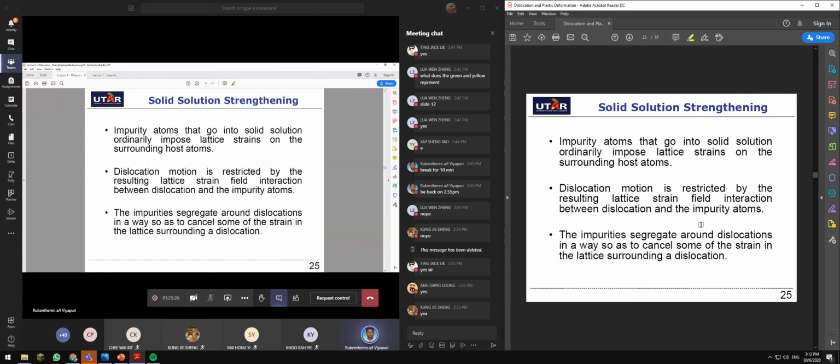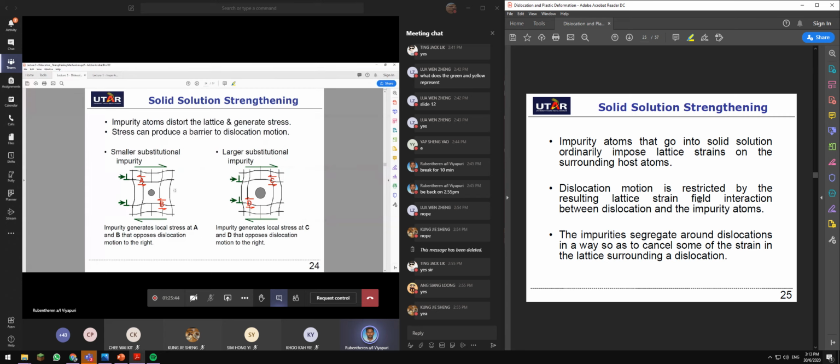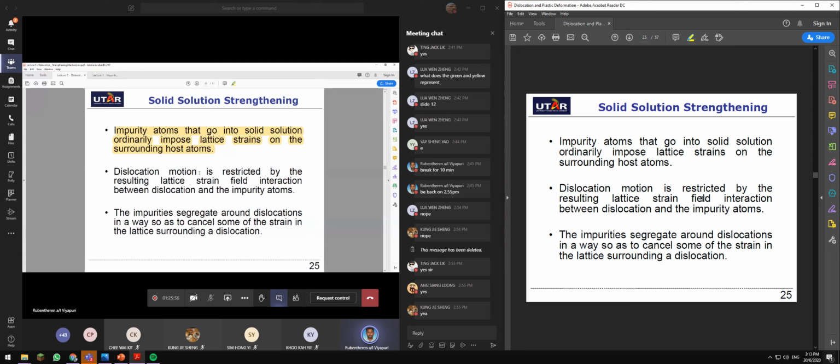Here, impurity atoms that go into solid solution ordinarily impose lattice strain on the surrounding host atoms. This is a known fact. Impurity atoms that go into solid solution ordinarily impose lattice strains on the surrounding host atoms. It imposes lattice strains among the host atoms. Dislocation motion is restricted, highlight this. Dislocation motion is restricted by the resulting lattice strain field interaction between dislocation and the impurity atoms.